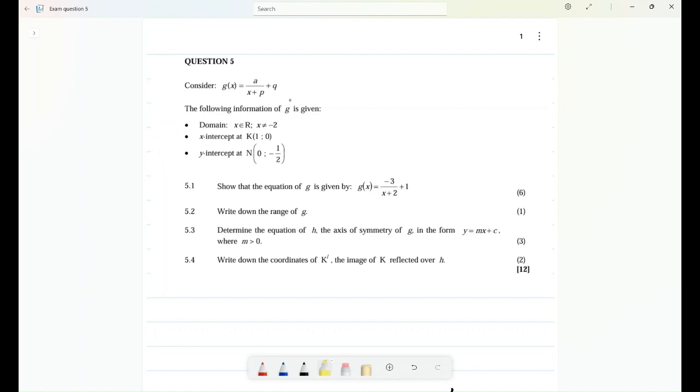Now, the following information of g is given. Now we have the domain: x is an element of real numbers where x is not equal to -2. The second one, x-intercept, we have that one. Y-intercept, we have that one. Before I do this, I just remembered that they are talking about the domain.